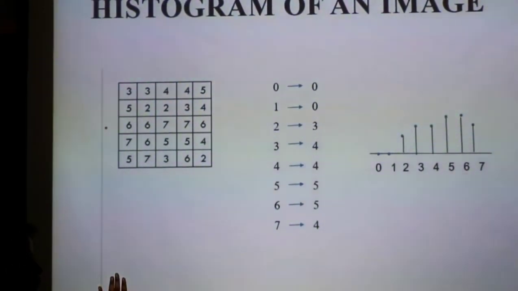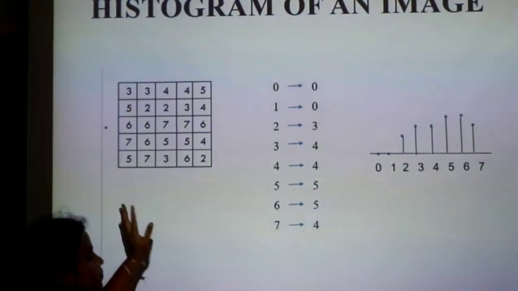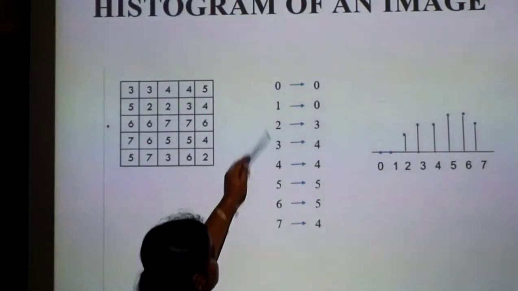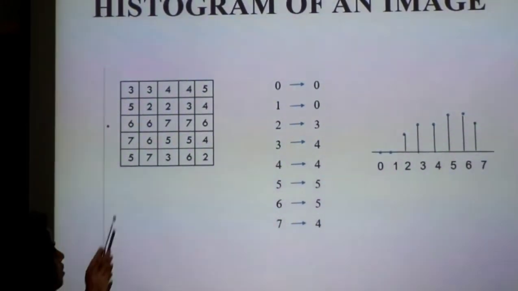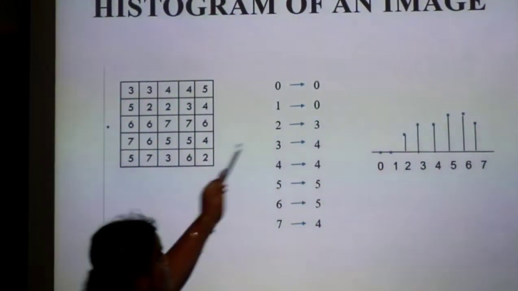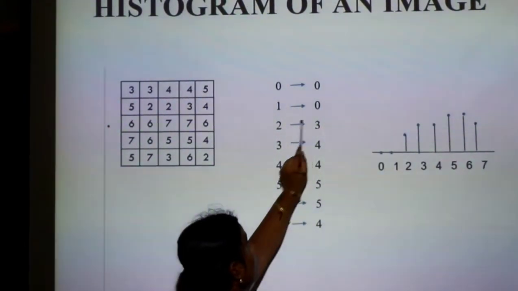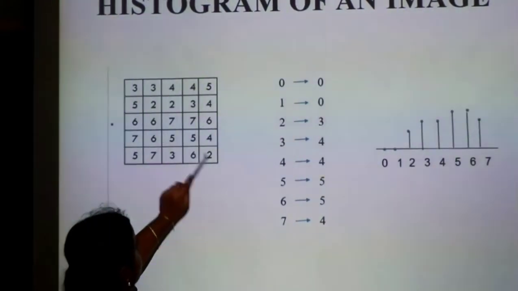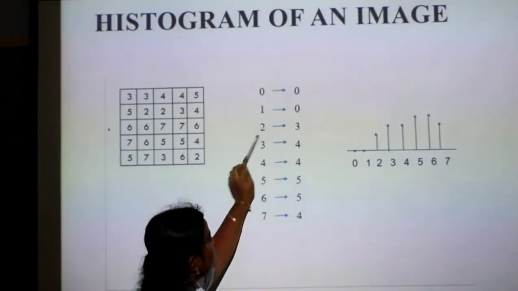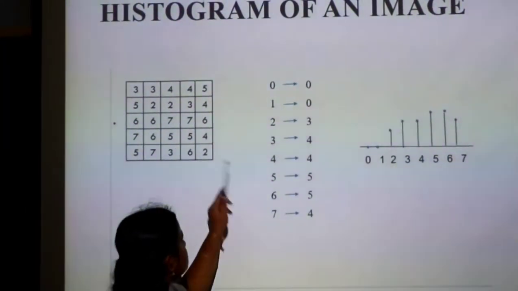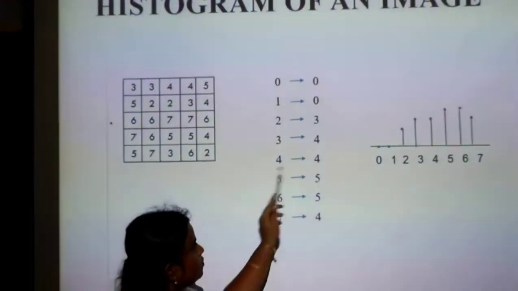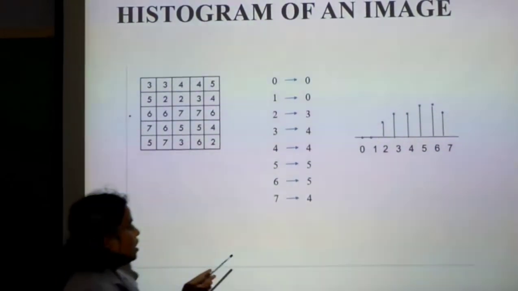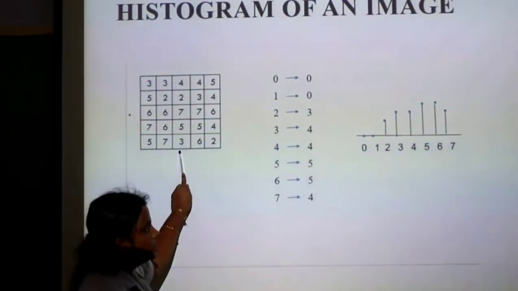Okay, I will explain. So gray level values present in the digital image are obtained from 0 to 7. Gray levels 0 and 1 are not present in that digital image, so we consider them as 0. Gray level 2 is present 3 times. Gray level 3 has occurred 4 times, 4 has occurred 4 times, 5 and 6 have occurred 5 times in the digital image, and 7 has occurred 4 times.